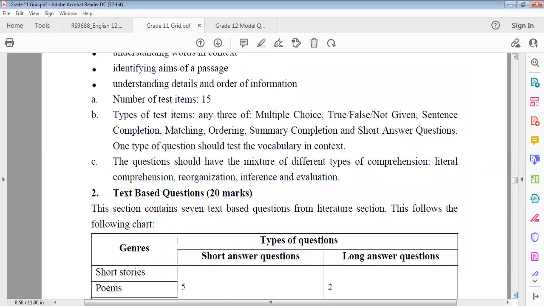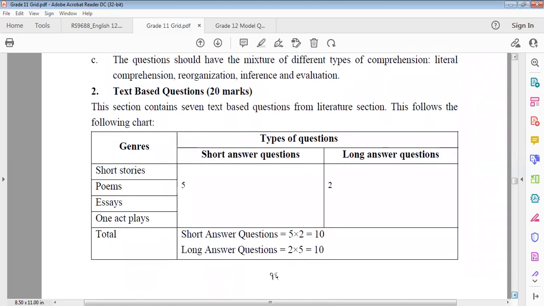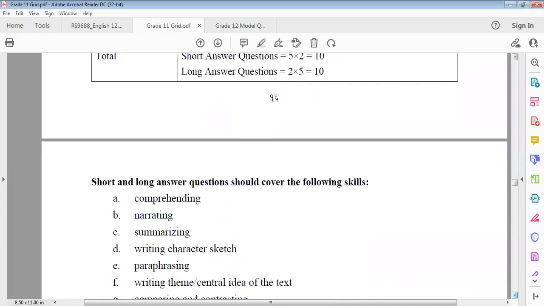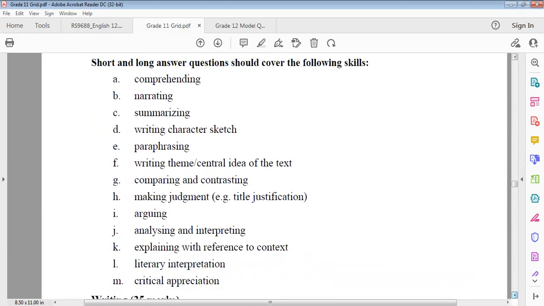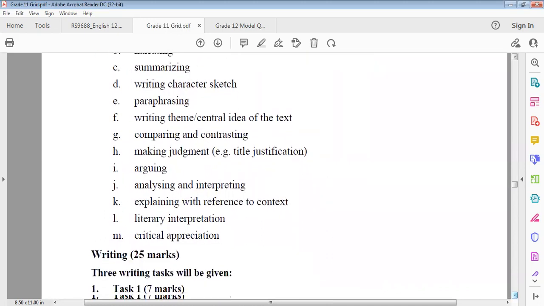Text-based questions are 20 marks. It means from the literary sections, you'll be asked questions for 20 marks: 5 short questions and 2 long questions, 5 into 2 and 2 into 5. In this way, you are asked, as it is the same with grade 11 English. You haven't been given the short and long answer questions pattern there.